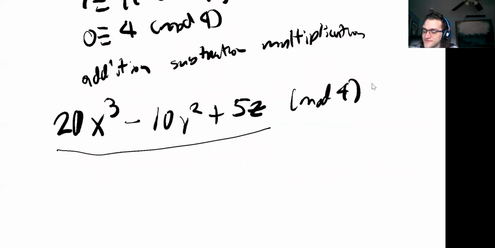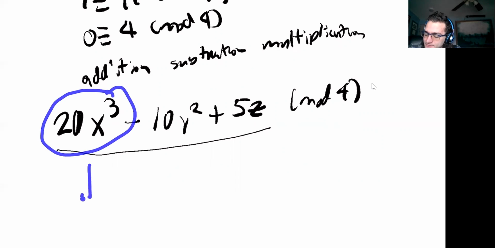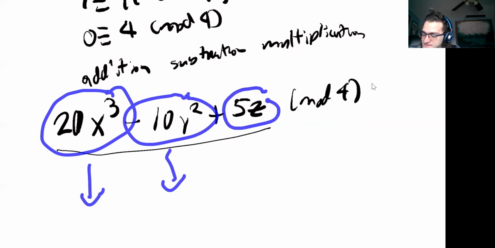So actually I can think about this as individual expressions. If I take 20x cubed mod 4, that will give me some remainder. Then I could take negative 10y squared and get some remainder, and I take this 5z and I get some remainder. So I have 3 remainders mod 4, and I can add those remainders up, and then take that mod 4 again to get something.